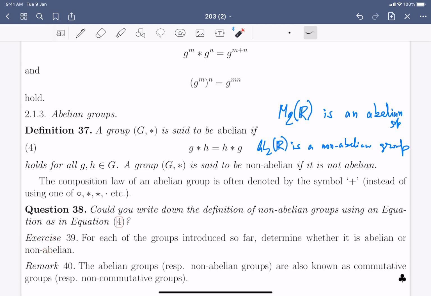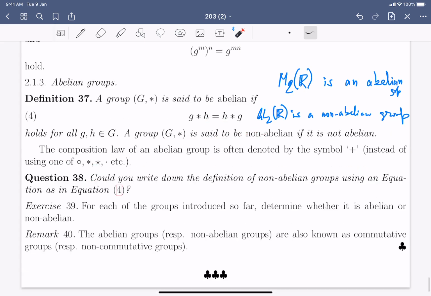So here is another question for you. Could you write down the definition of non-abelian groups using such an equation? Just try to write it down. So here is the definition of a non-abelian group. It says that a group is said to be non-abelian if it is not abelian. But again, one can try to write it in terms of an equation of this form. So please try to do it on your own.